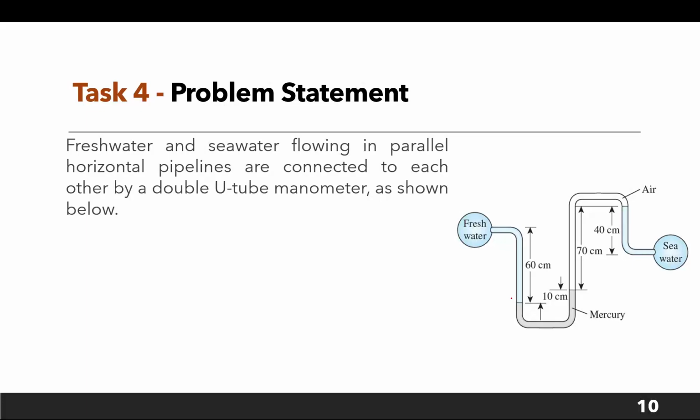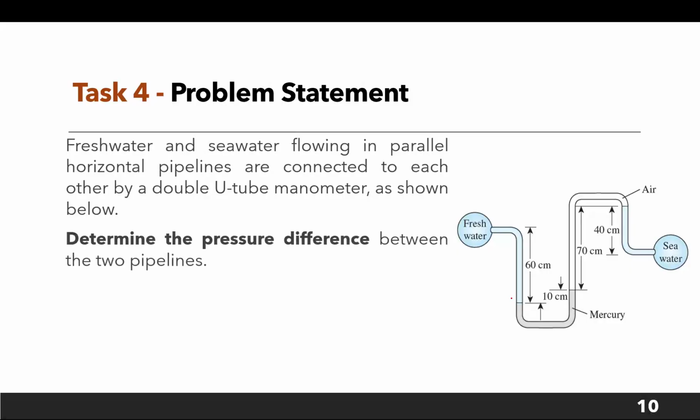We have fresh water and seawater flowing in parallel horizontal pipelines as shown here. We are to determine the pressure difference between the two pipes. It's similar to the previous one, the same analogy. Like we did by saying P1 minus P atmosphere to give us the gauge, we are going to write the governing equation down, find the difference between the pressures, and solve it.